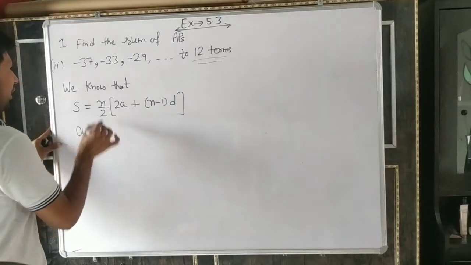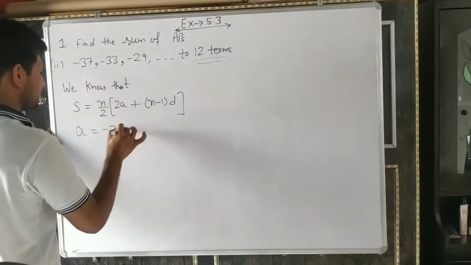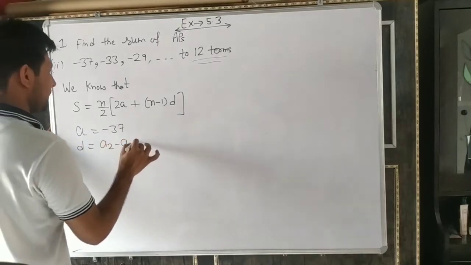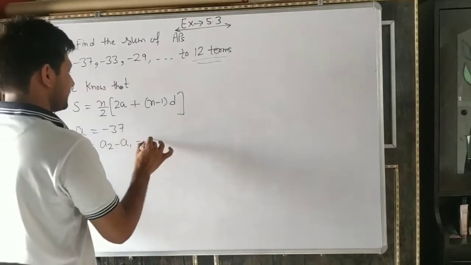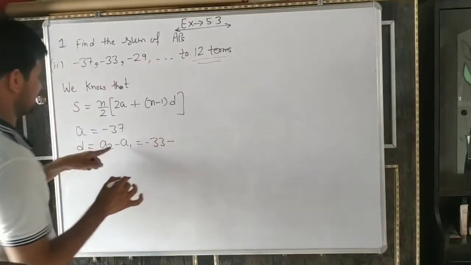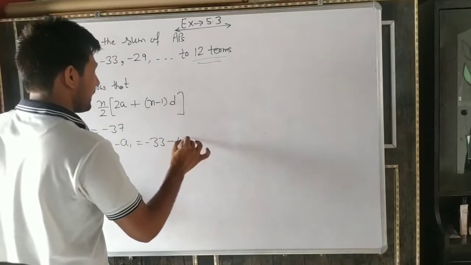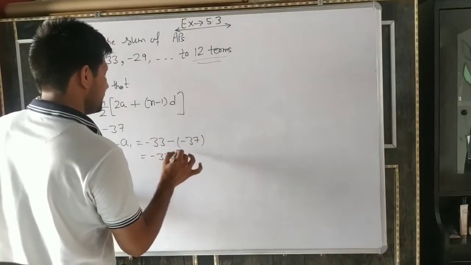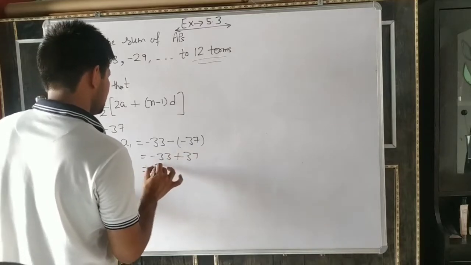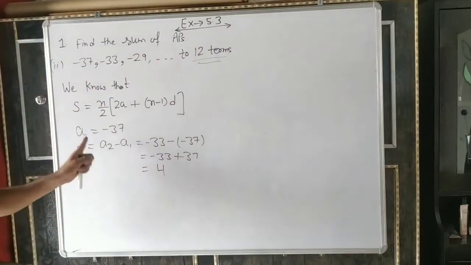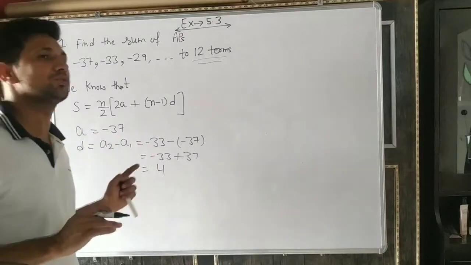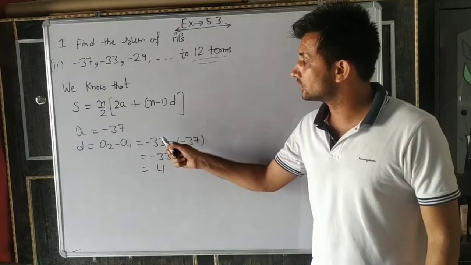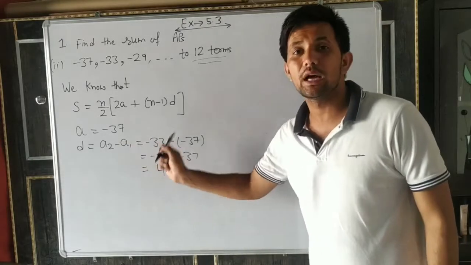So A equal to how much? A is the first term, minus 37. Now D is A2 minus A1. How much is A2? Minus 33, dear. And A1 is minus 37. It becomes minus 33 plus 37. How much? It is plus 4. This is very important for D, because some students sometimes write it as minus 4. Always, whenever we use a negative sign, use the bracket.